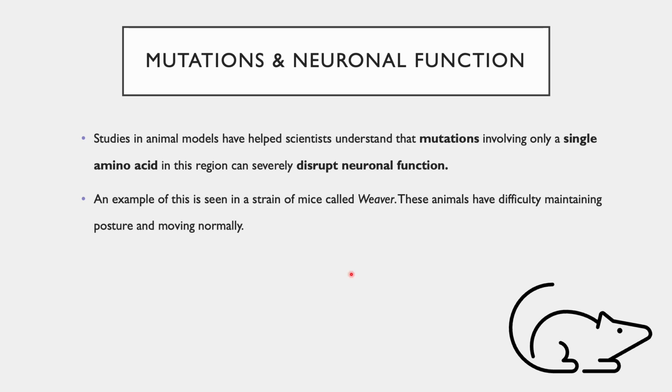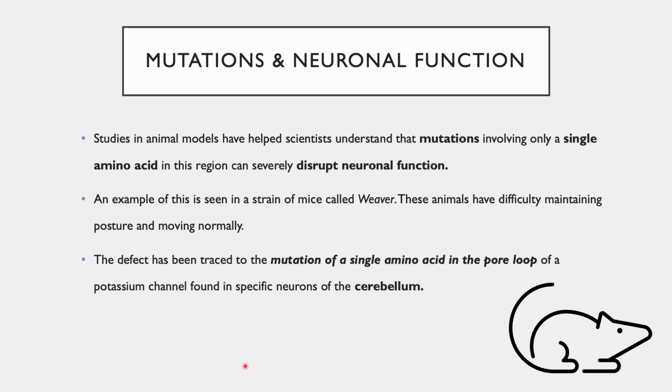For example, there's a strain of mice called the Weaver mouse, and these animals have difficulty maintaining posture and moving normally. They walk kind of imbalanced. And so this defect has been traced back to a single amino acid mutation in the pore loop of potassium channels. And this typically occurs in specific neurons in the cerebellum. If you remember, the cerebellum's at the back of the brain and plays an important role in motor coordination and movement.